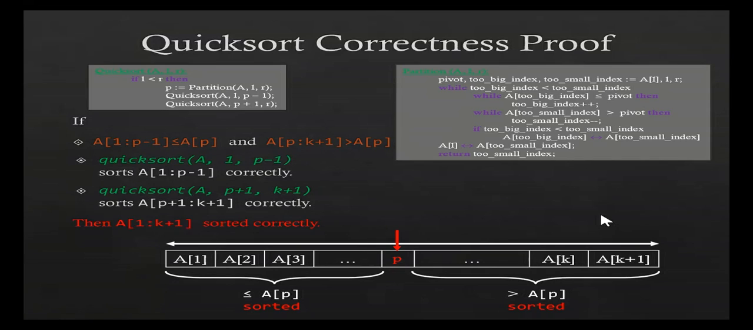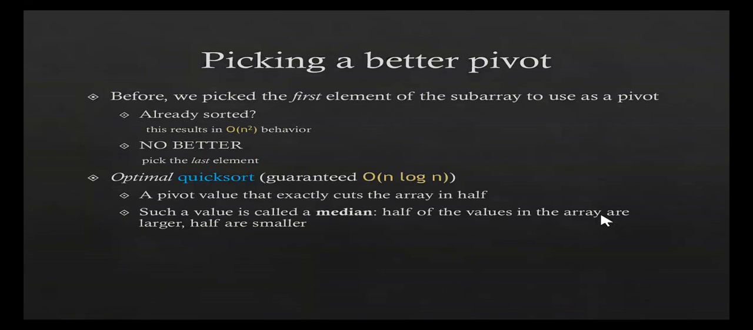So after the combine step, we see that our total array, 1 to K plus 1, is sorted correctly. So our algorithm works correctly.